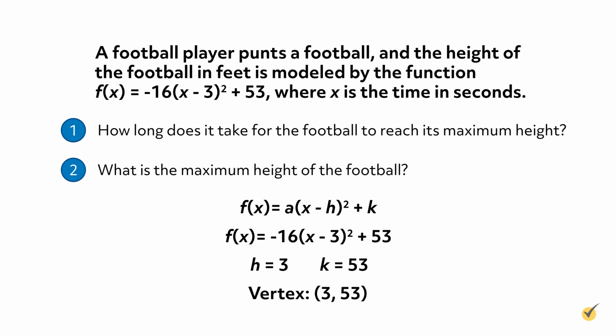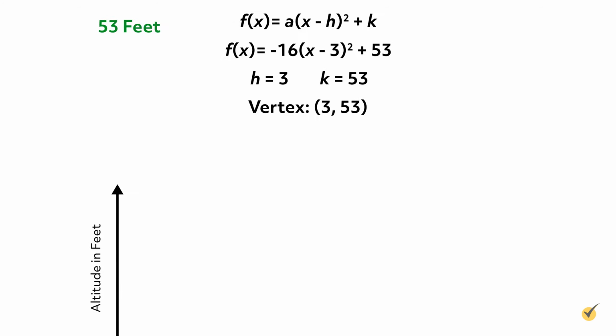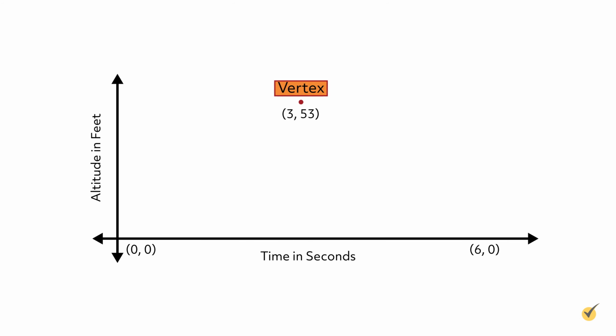But how does that answer the two questions? The problem states that x is time in seconds. So the x value of our vertex is the time it took for the football to reach its maximum height. In this case, it took 3 seconds. The function models the height of the football, so the y value of the vertex is the maximum height, 53 feet. This is what the graph of the function looks like.